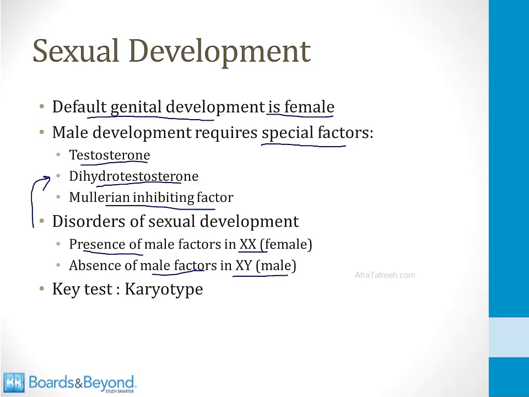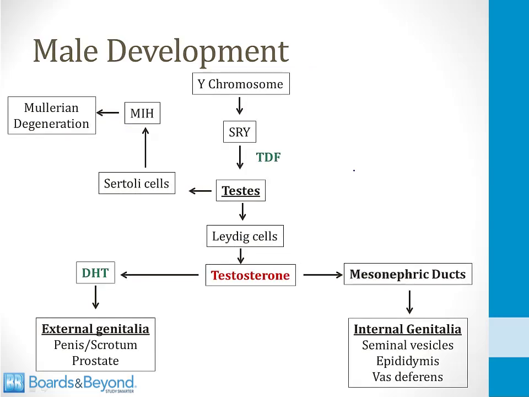And so as you can imagine, when a baby is born and there is a suggestion of a disorder of sexual development, a key test is a karyotype. What you want to know is, what is that baby's chromosomal sex? Is it XX or XY? Once you know that, you can look for the presence or absence of other factors that may have led to abnormal sexual development. And here's a slide showing all the factors required for male genital development.